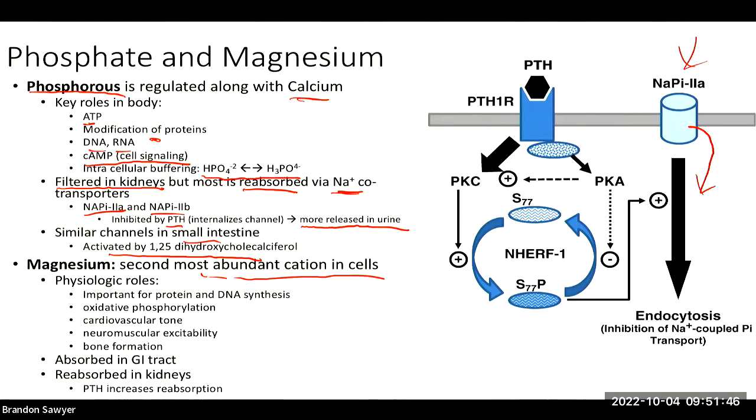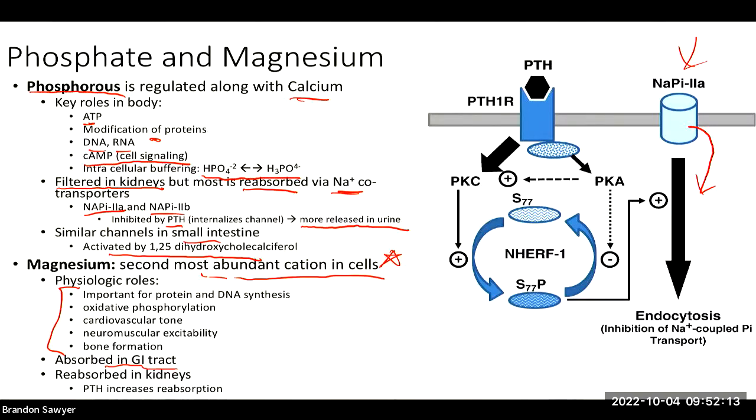Okay, so then magnesium, like we just said, is the second most abundant cation, so positively charged ion, inside of cells. What's the most abundant? Potassium, right? Yeah, so potassium inside, sodium outside. But our second most abundant positively charged ion inside of cells is magnesium. Lots of important physiological roles you can see there.